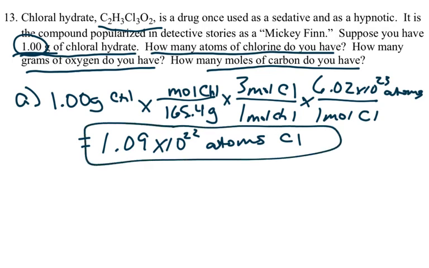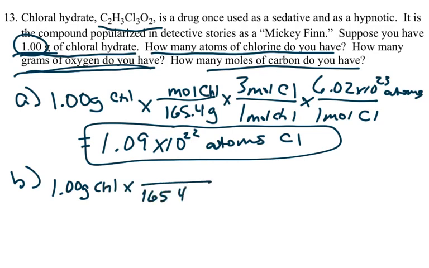3 sig figs. We're going to do these quick. How many grams of oxygen do you have? Well, we're going to do the same thing. We're going to go to moles. This time we're going to go to moles of oxygen. So 1.00 grams of CHL, 165.4 grams CHL per mole of CHL.